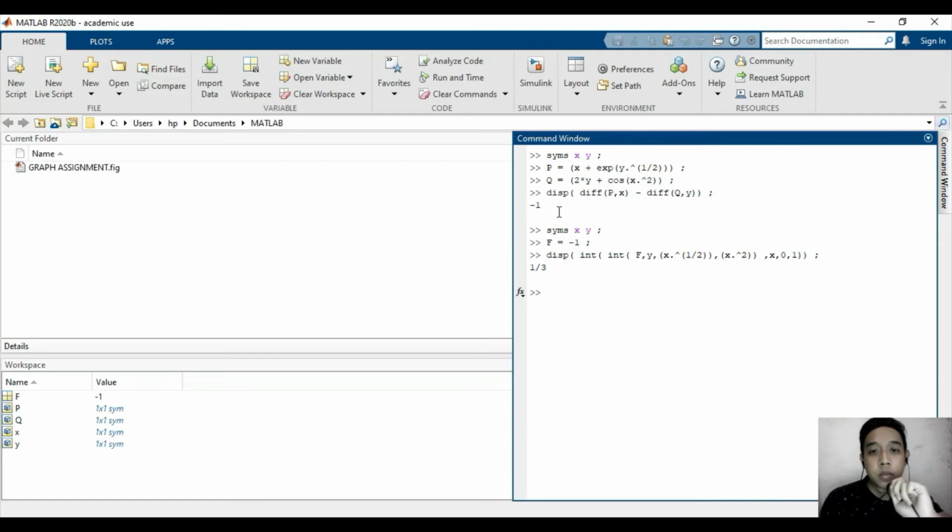After we get the value, we can integrate. First of all we need to define x and y again. After that we put the function, the answer from the differentiation, which is 1. After that we can integrate. This is a double integration, where the limit for y is from square root of x to x to the power of 2. After that we integrate in x, where the limit is 0 to 1, and the answer is 1/3.